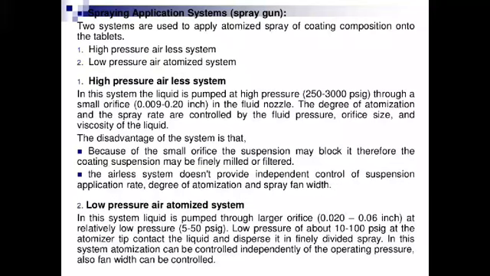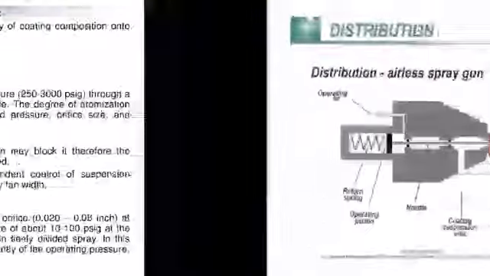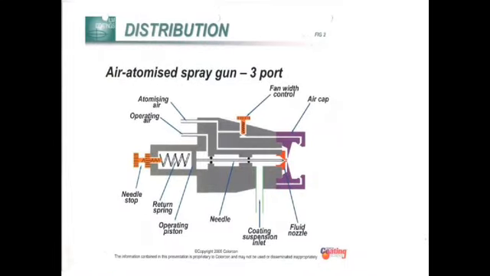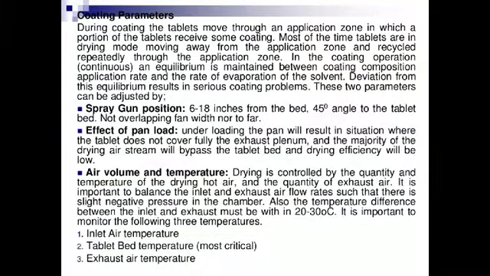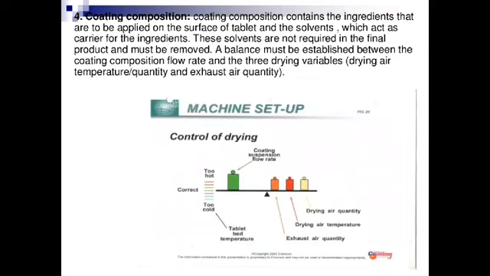You have different pressurized systems also available. So just go through the figures and description. The coating parameters are the spray gun position, the effect of the pan load, air volume, and temperature. These are very important parameters which influence the coating efficiency of the tablet. Then coating composition, that is the composition of the coating solution, is very important. It has to be dried quickly.